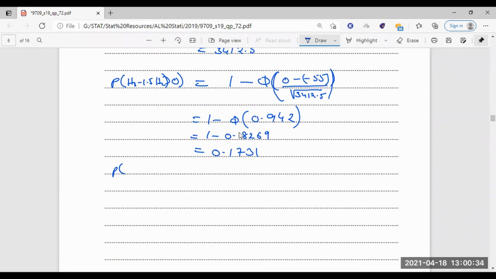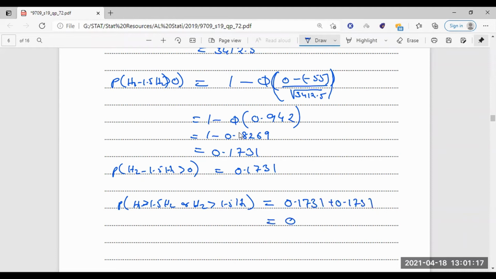Similarly, probability of H2 minus 1.5 H1 greater than 0 will be the same value, 0.1731. So hence, the total probability that H1 is greater than 1.5 H2, or H2 greater than 1.5 H1, is equal to 0.1731 plus 0.1731, which will give you a total of 0.3462, which is approximately 0.346 rounded to 3SF. So you have to be very careful not to forget the other part.